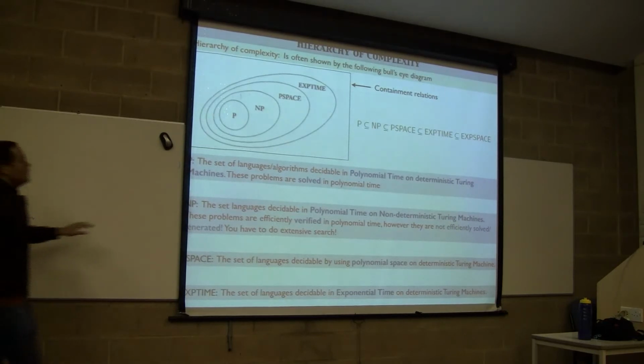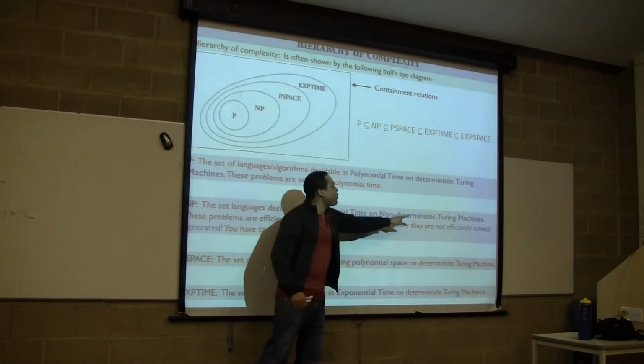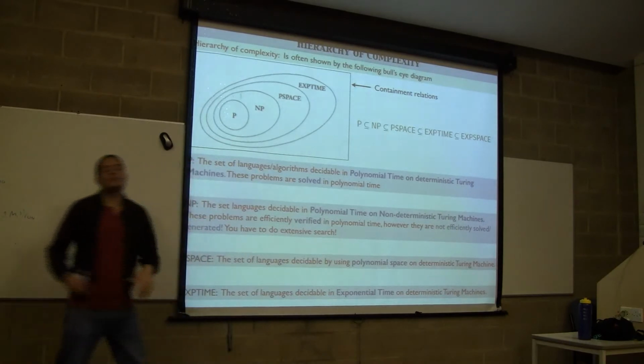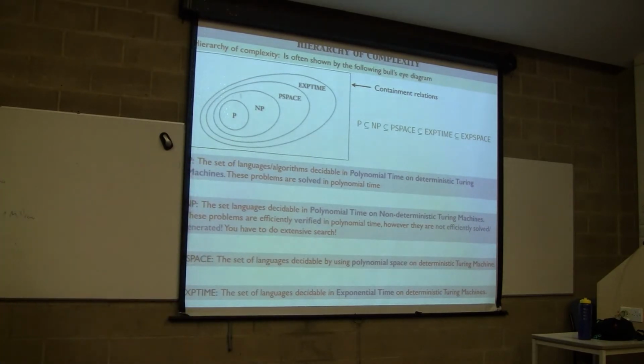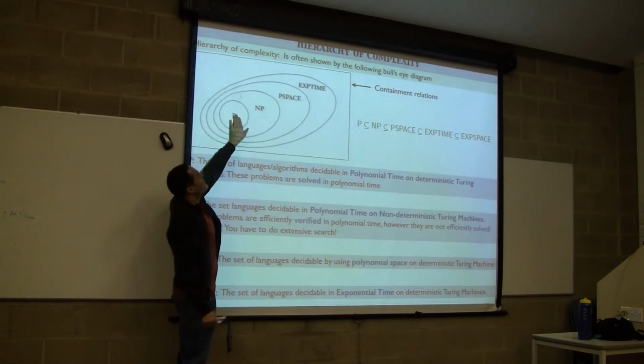NP problems are the set of languages decidable in polynomial time, but on a non-deterministic Turing machine. So this could be running on a parallel processor, or for instance on a quantum computer. So that's the measure that you're quantifying on. But this level of complexity is actually more complicated than these ones.